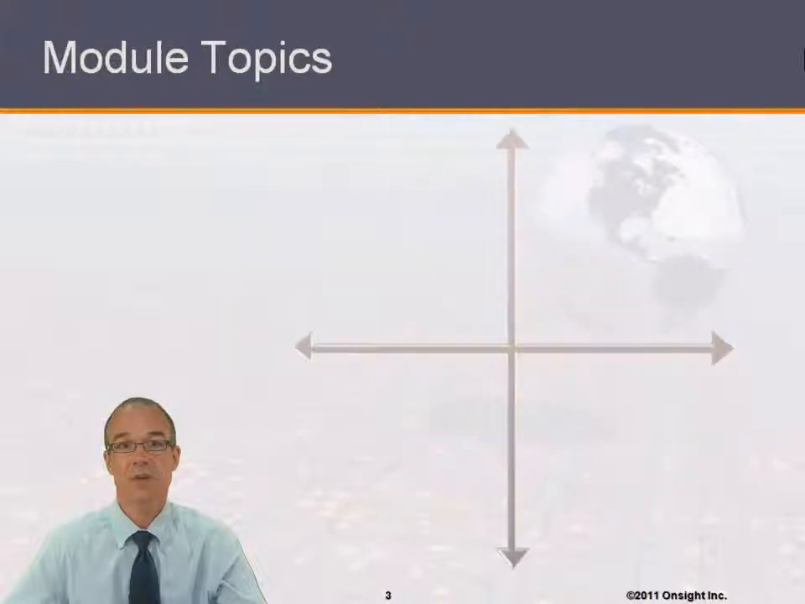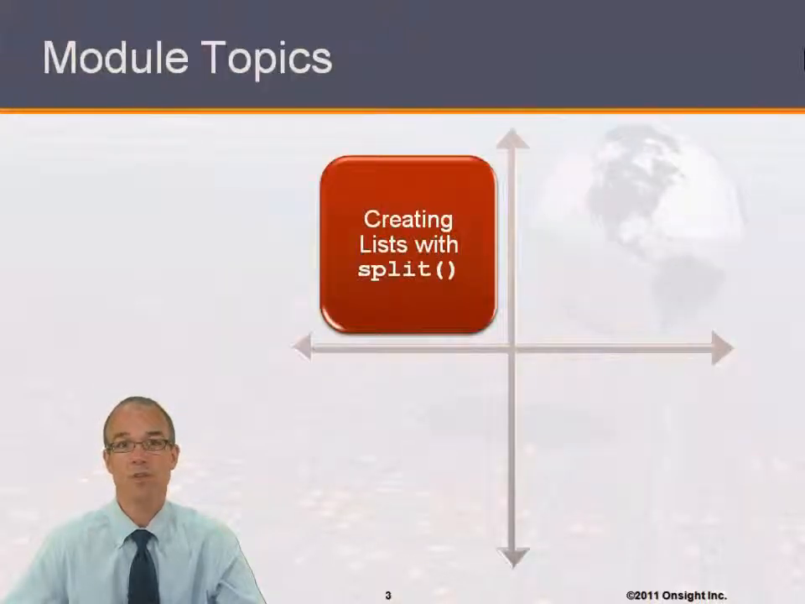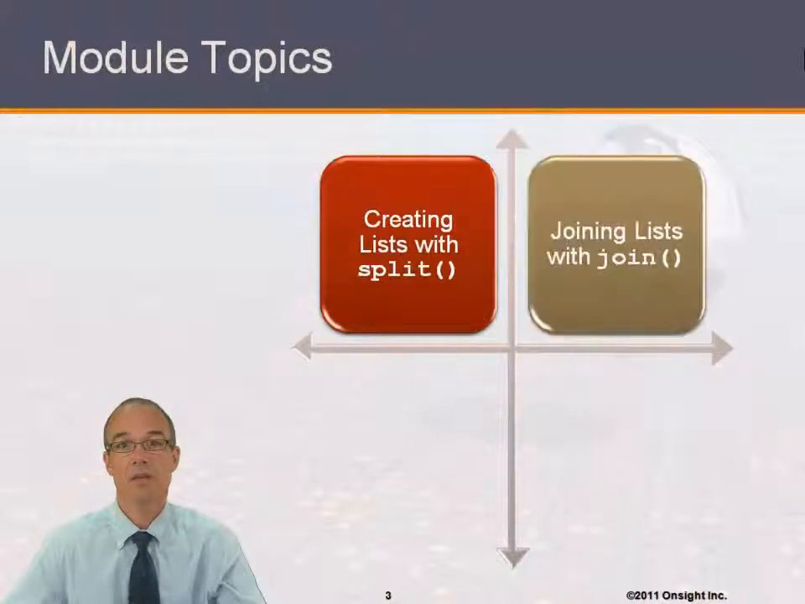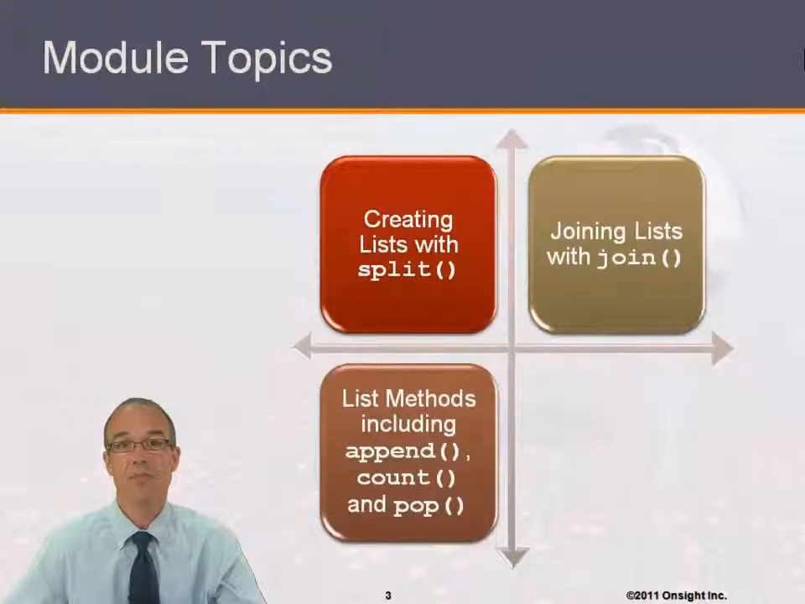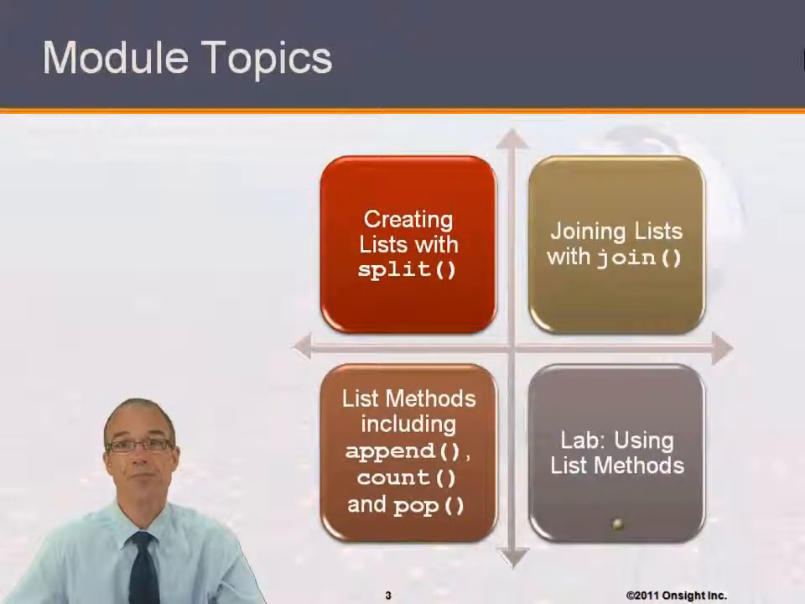All right, so let's get started. Here's what we'll talk about in this module. We'll first talk about creating lists with the split method. Then we'll talk about joining lists with the join method. Then we'll look at several list methods, including the append method, the count method, the pop method, and others. Then we'll do a lab.